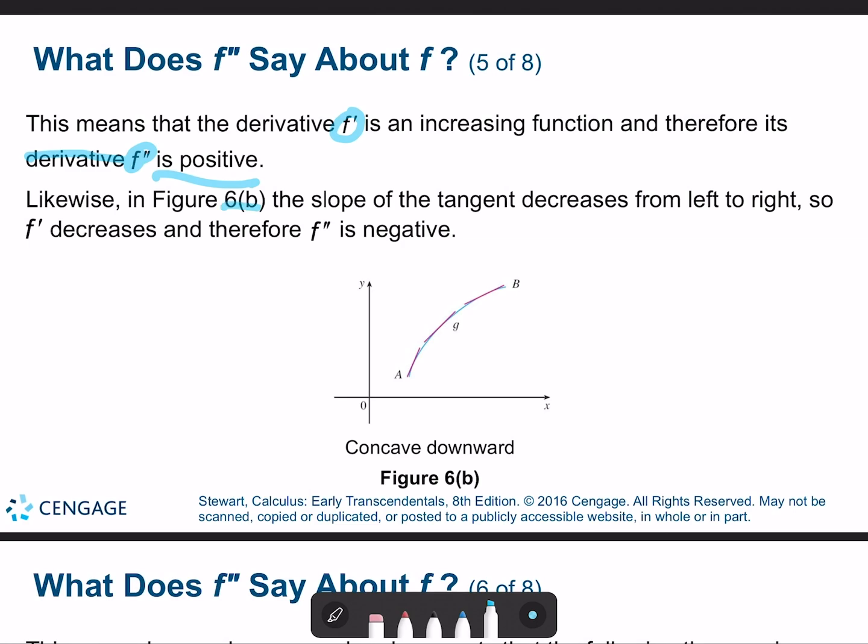In 6b, when the slope of the tangent line was becoming less and less positive as we went from left to right, then the slope is actually decreasing. And therefore, your second derivative is going to be negative. So the decreasing is referring to that negative, and vice versa.